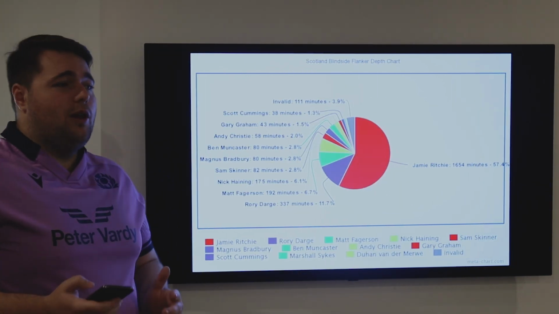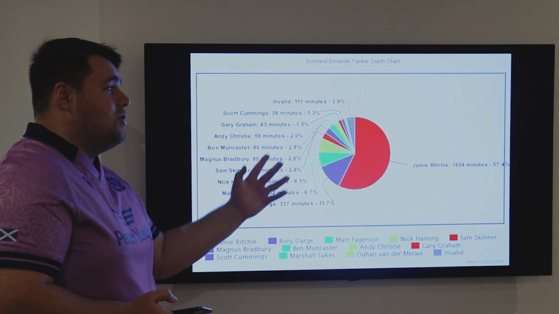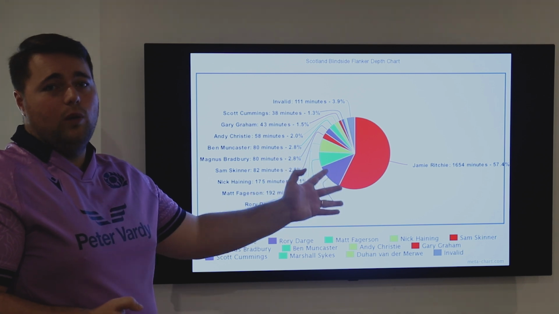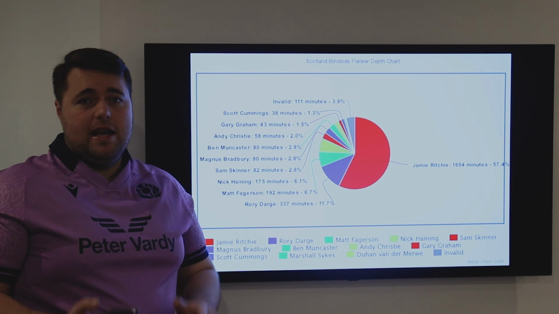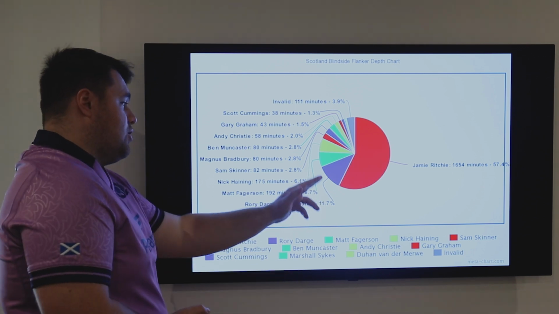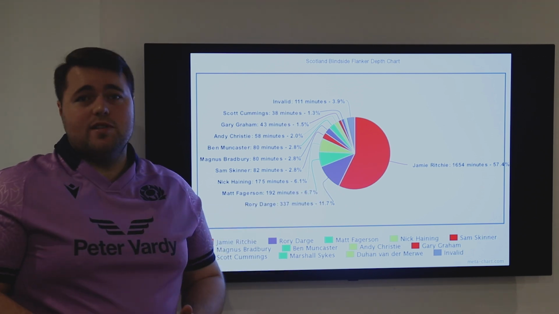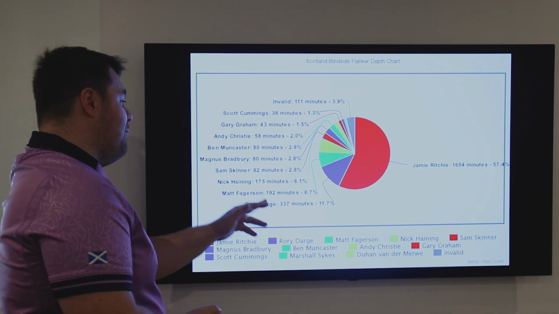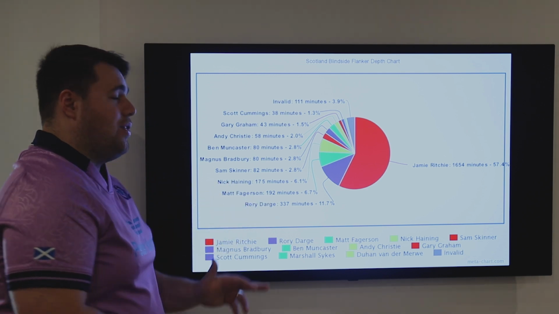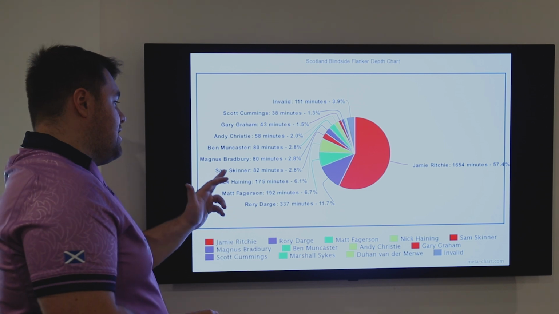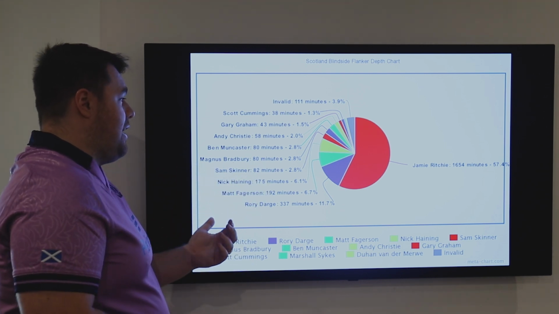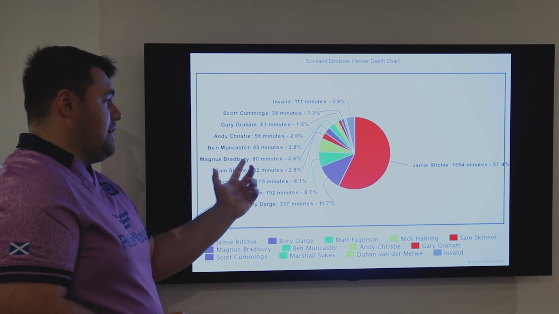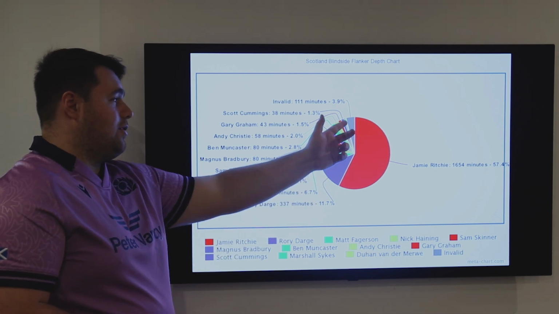We're now going to move over to blindside flanker though, and this is not ideal. This is appalling game management. Jamie Ritchie, we've got this guy playing massive minutes, but Rory Darge, who's second on the depth chart, he prefers to play at 7. We've then got Matt Fagerson and Nick Haining, who are both out and out number 8s. Sam Skinner, who is clearly a lock, Magnus Bradbury, who's a number 8. And this is basically just going completely lopsided around here.